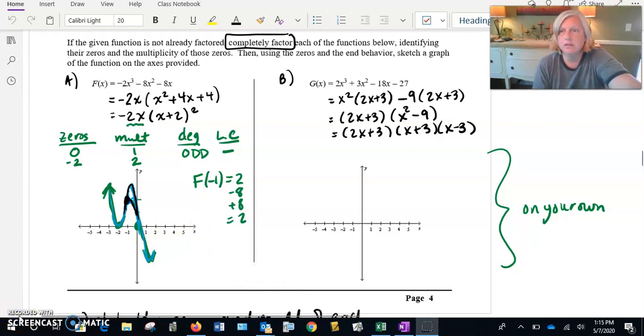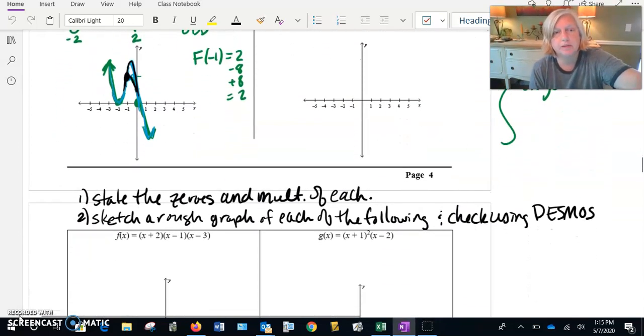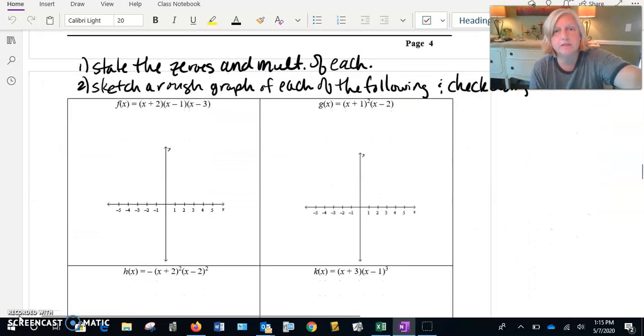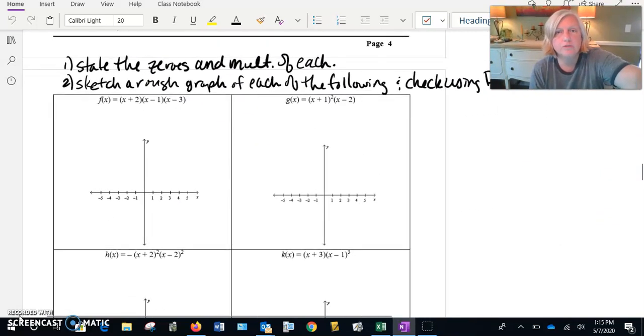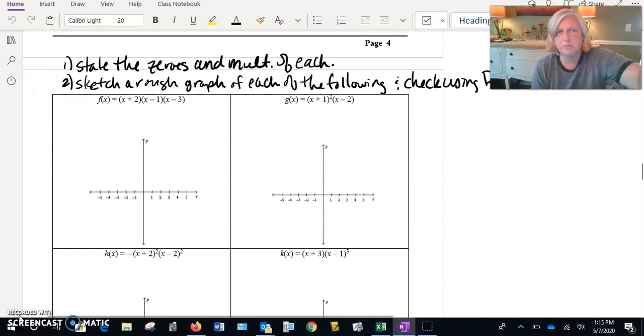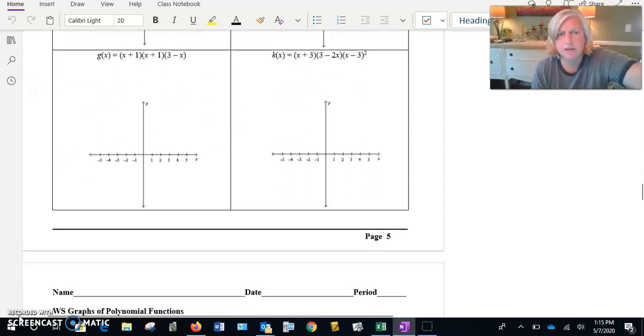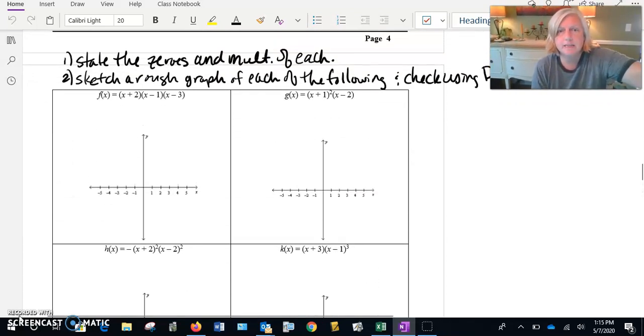All right, and then I'm also going to make sure that when you do this, you can check this in Desmos. I mean, you've got tools available to you, so I'm not necessarily going to do each of these. Now, what I want you to do for each of these, as we finish up this set of notes right here, is go ahead, and these are already factored, so these are even nicer.